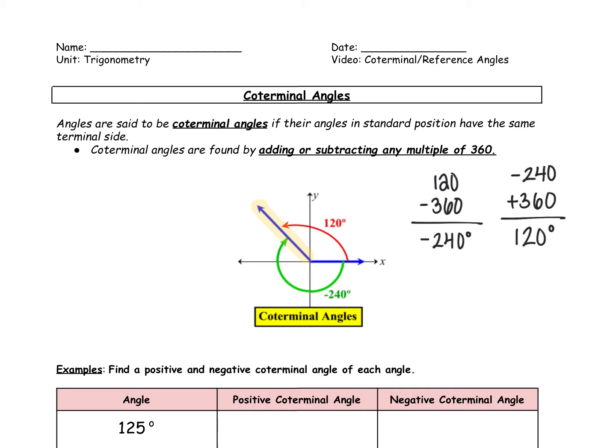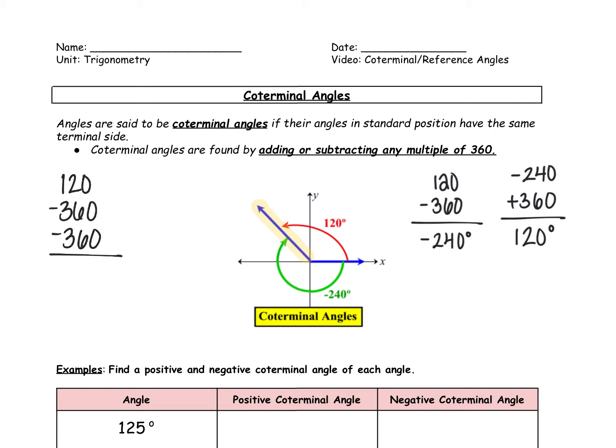So what you just proved by subtracting 360 or adding 360 is that 120 is coterminal with negative 240, and that negative 240 is also coterminal with 120. So same thing, you can either add or subtract, and you get the other angle. Now, we could add or subtract more than once if we wanted. So let's just say we took the 120 and subtracted 360 twice.